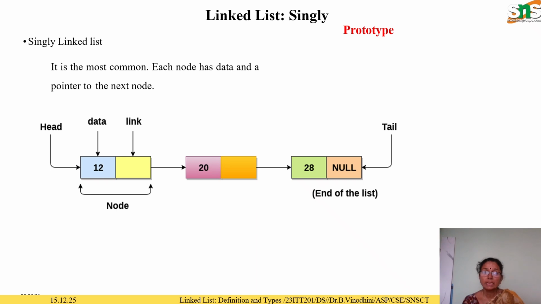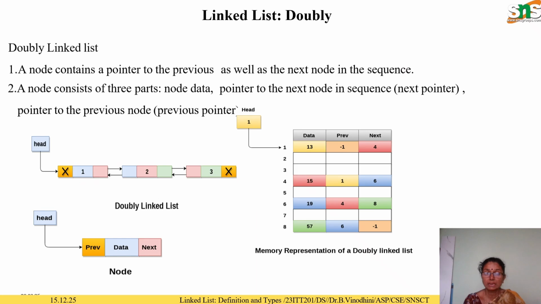So this is the singly linked list representation. The list contains three elements: 12, 20 and 28. For 20, the next element is 28 and the previous is 12. So this is the representation of the singly linked list.